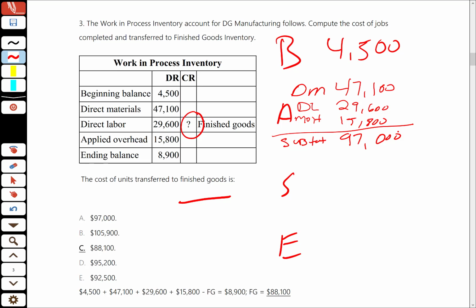Gregory. So we're looking for the subtract, aren't we? Okay, so that's what we're looking for. So how about ending balance? We got ending balance of 89.